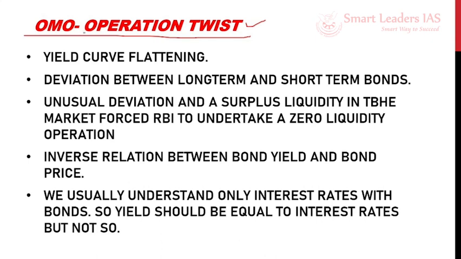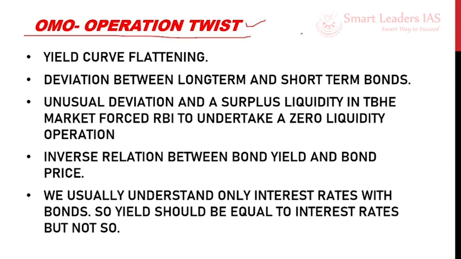So what is the difference between these OMOs and the OMO called operation twist, why is it called operation twist? Any open market operation will have either two objectives. One, we infuse liquidity or absorb liquidity. But Operation Twist in the OMO was not having any of this objective. It was not intended for increasing the liquidity or decreasing the liquidity in the market. So what was its purpose?